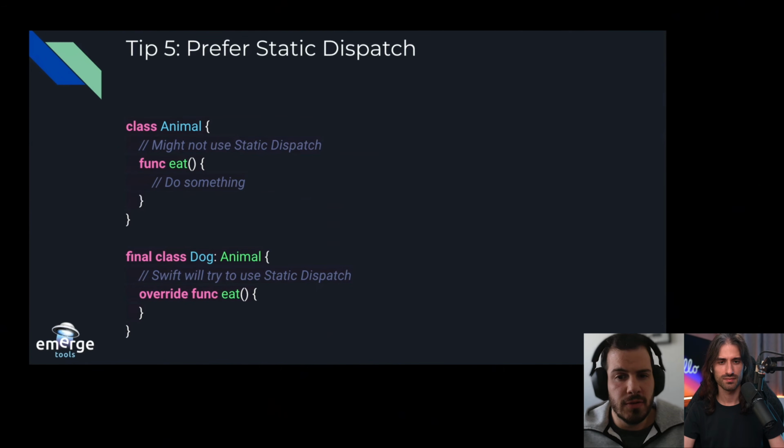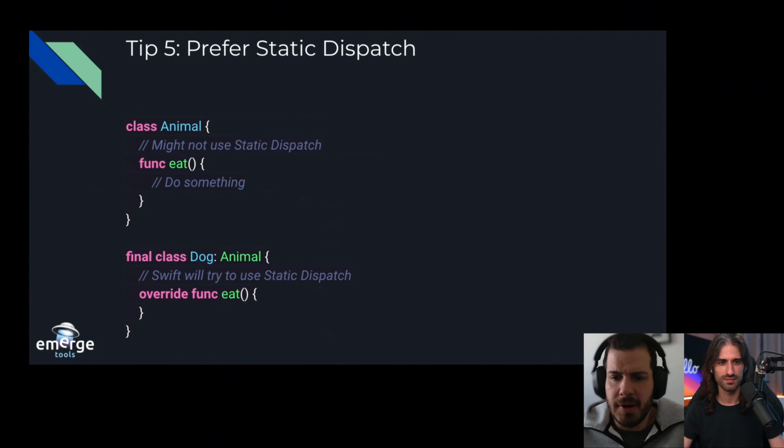This is why we can use the final keyword to explicitly prevent any subclass or method override of our functions, by marking the class or a method with final. We allow the Swift compiler to safely know which implementation we are going to use, so it can safely decide which dispatch is going to be used.